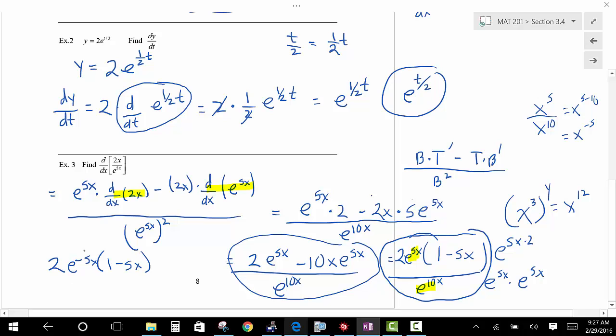And then what could you do with that negative exponent? You take it to the bottom. So the best answer, the actual simplified answer to this is 2 times 1 minus 5x all over e to the 5x like that. You want to go that far? Yes, you want to go that far.